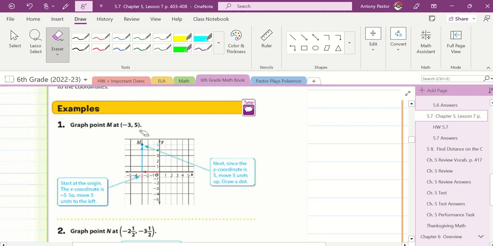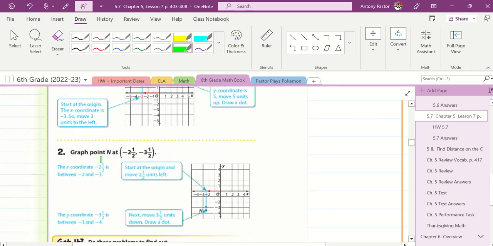And the second number will tell us to go up or down. Up if positive, down if negative. Since this is positive, we're going to go up to 5, and this is where I would graph my point. And I would label it M. You've noticed in the other examples, I was labeling it the coordinates itself. If it gives you an actual name for the point, just put the name. So we're going to just do it M. If it doesn't, that's when I would put the ordered pairs there.